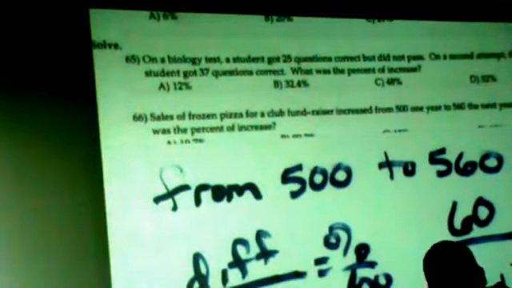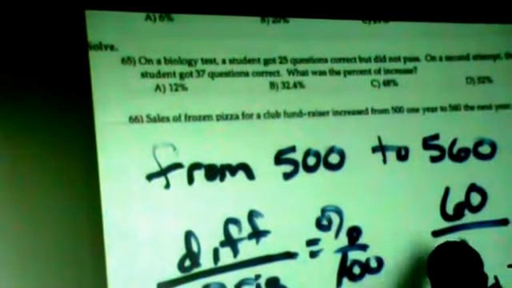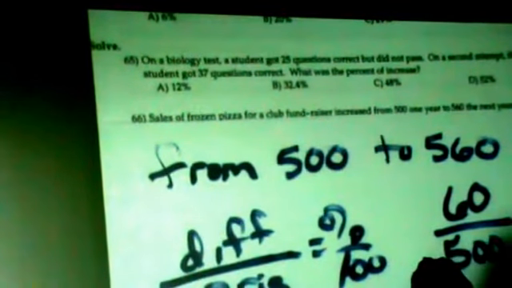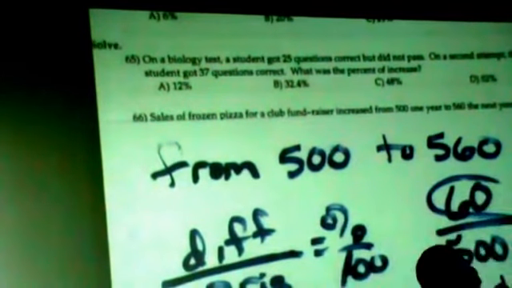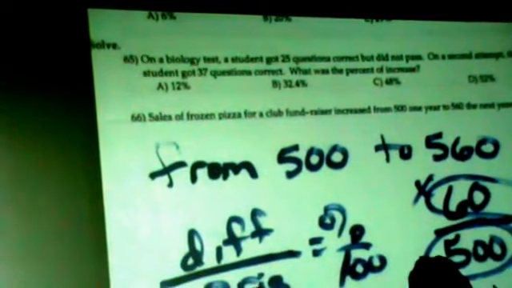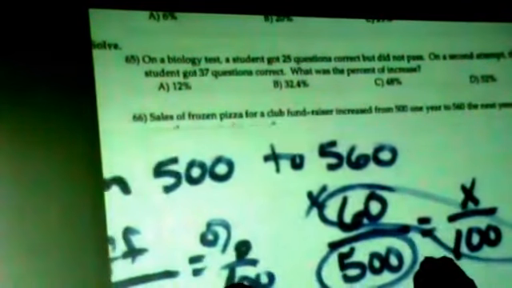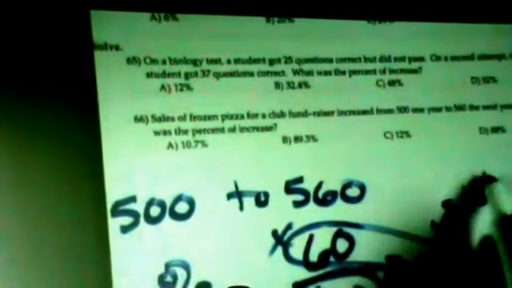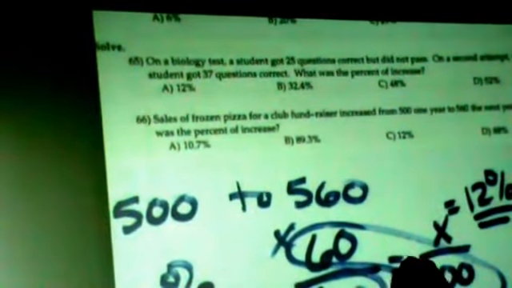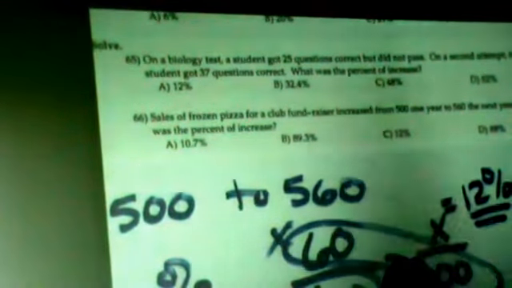Okay. Our original one, what was the first number? 500. We don't know the percent, put it over 100. 60 times 100 divided by 500? 12? Okay, it's a 12% increase. Everybody okay with that? Right.